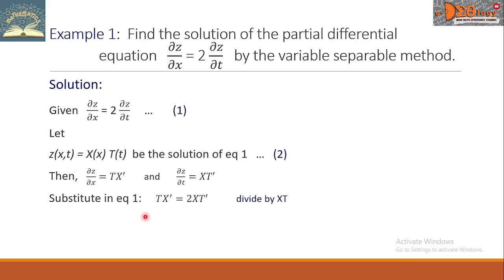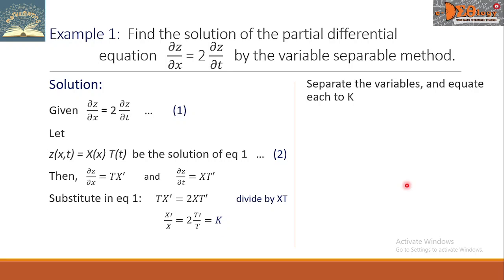Next thing to do is to divide this equation by XT. In this case, we are now able to separate the variables. The equation now becomes X prime over X equals 2 times T prime over T. And this equation now is equal to a constant K. Next thing to do is to separate the variables and equate each to capital K. And it becomes like this. We have X prime over X equals K, and then 2 times T prime over T equals K.